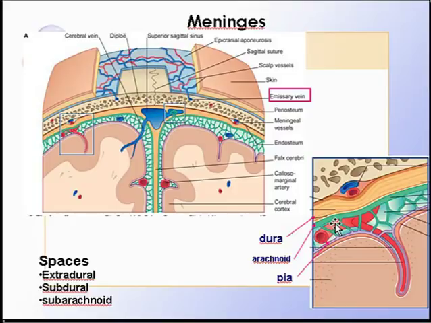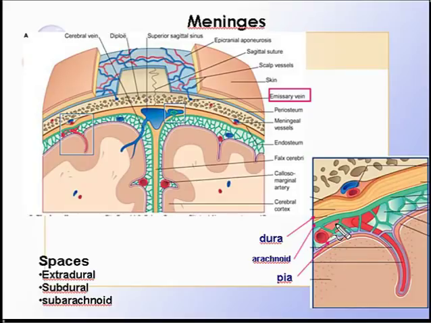as meninges. There are three of them: the dura mater, which is known as the pachymeninges, and the arachnoid and pia mater, which are together known as leptomeninges. Pachy means thick and lepto means thin, and you will see how the arachnoid and the pia mater are very thin. That's why they're known as leptomeninges.